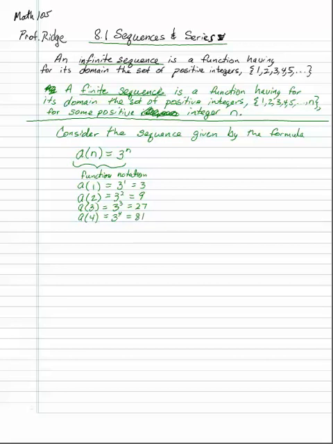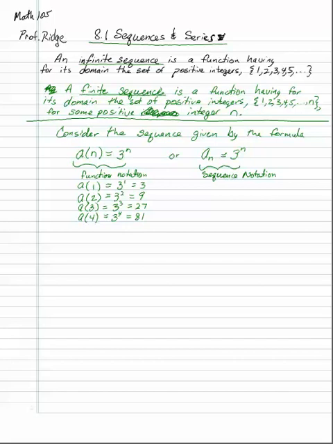So this should be pretty comfortable for you. You should have no problem. Now the idea is when we do sequences, we tend to not use the function notation. We use this notation here: a sub n is 3 to the n. So this is our sequence notation.